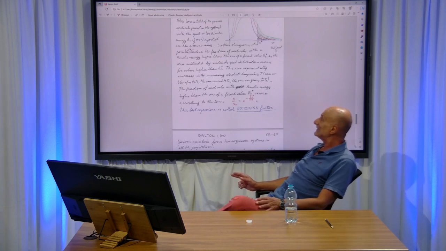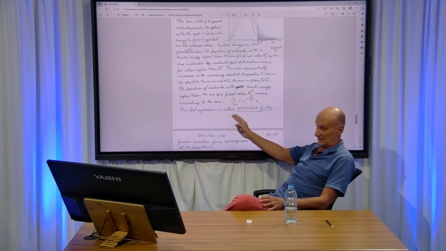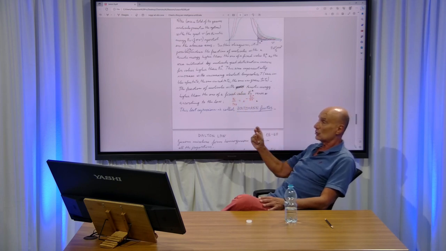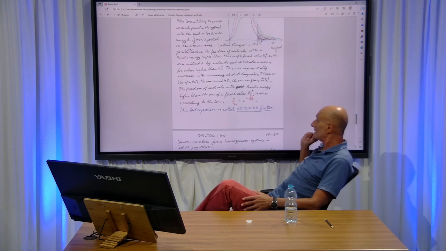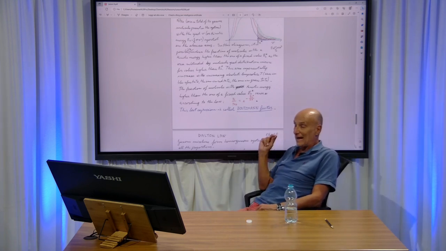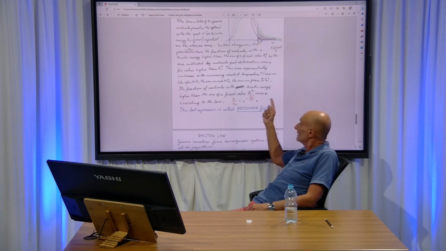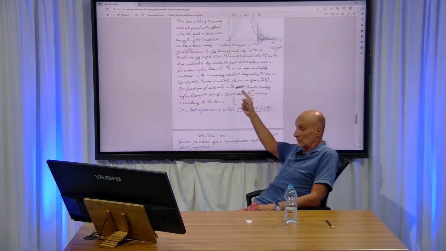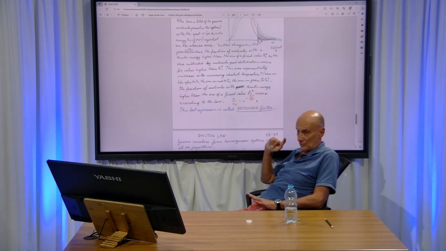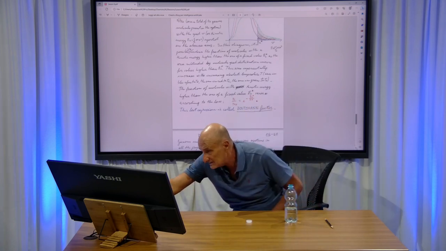And this is a direct consequence of the fact that the fraction of molecules with kinetic energy higher than a fixed value increases exponentially with the temperature. Okay?